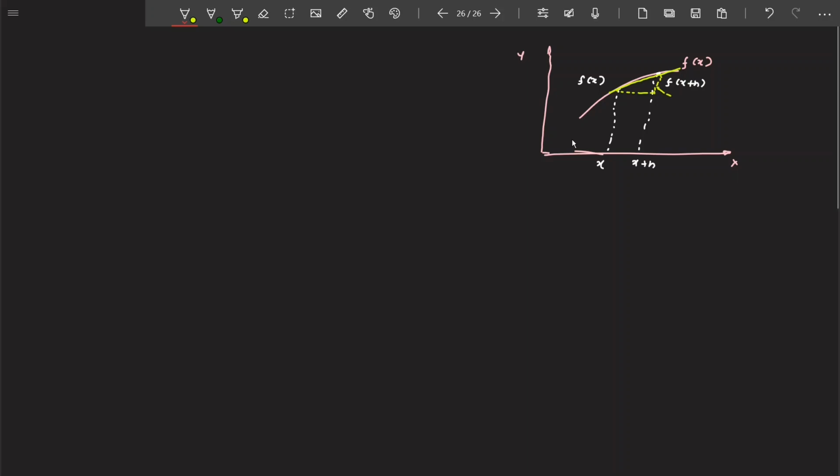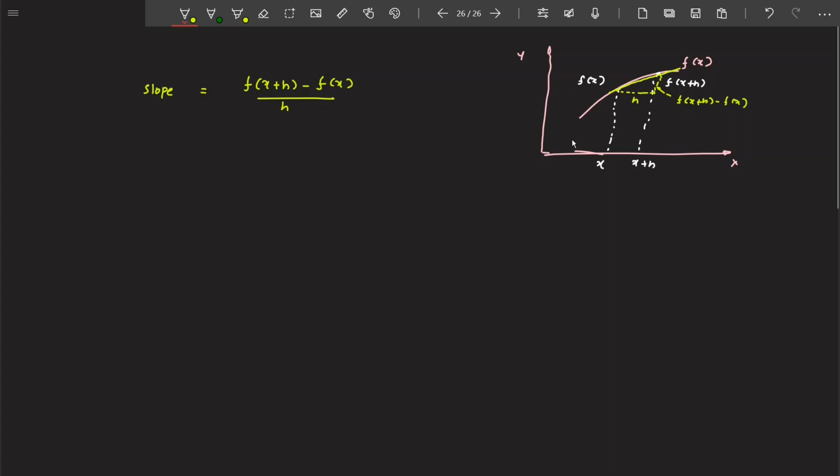So if you see, this rise is going to be f(x plus h) minus f(x). Okay, and run is going to be this length, that is x plus h minus x, that comes out to be h. So if you want to find out the slope of a line that is passing through f(x) and f(x plus h), that is nothing but f(x plus h) minus f(x) divided by h.